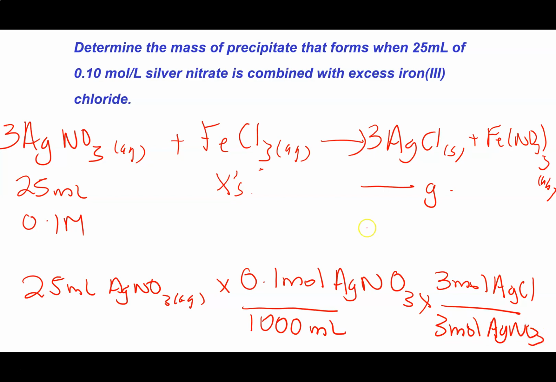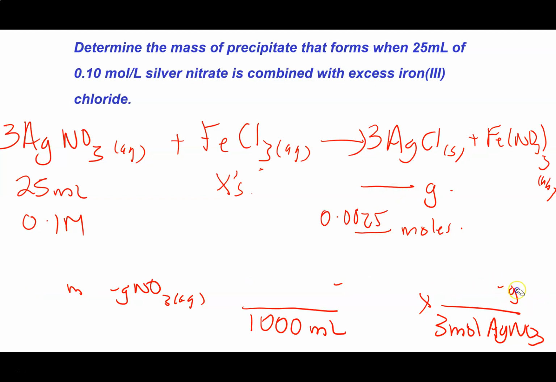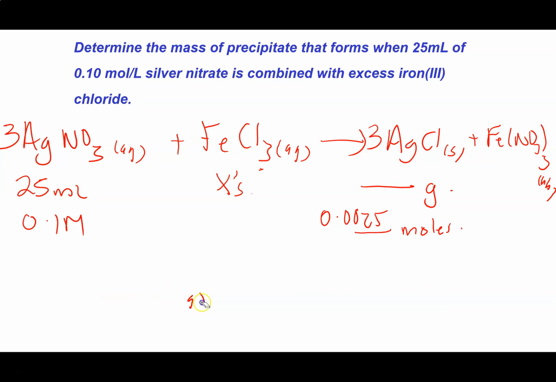So at this point, I could get moles of silver chloride, right? So 25 times 0.1 on 1,000. I don't need to do the times 3 on 3. So I know that I can generate 0.0025 moles of the substance. But what I need to know is the grams of it, because it said what mass, right? It didn't say how much. Sometimes it will just say how much, and you can give the SI unit for amount, which is the number of moles. In this case, it said the mass, so I'm going to need the grams.